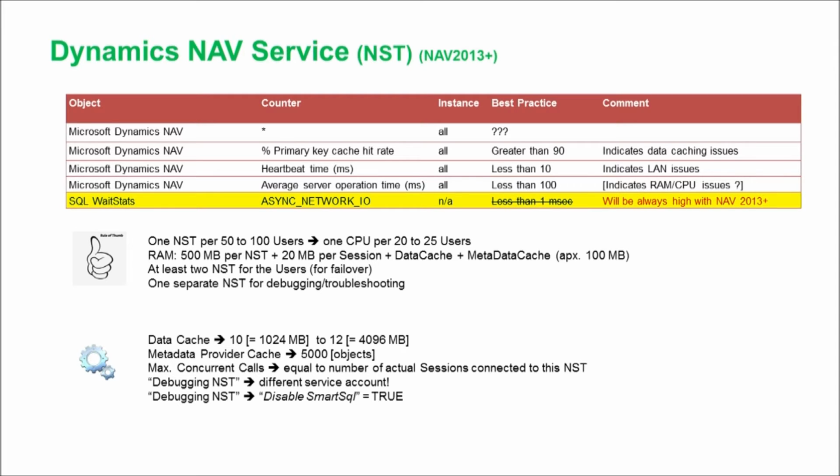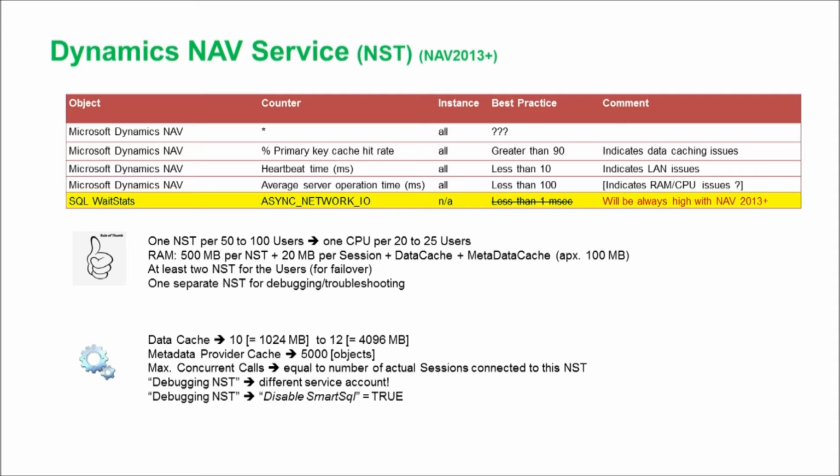SQL shipped 50 records and is asking Navision, hey, did you get it? And Navision says, wait, I have to render it to my client. No, wait. And while this happens, async network I/O is counting up. But in reality, the data is there already. It's just a matter of how the service tier responds to the SQL Server.